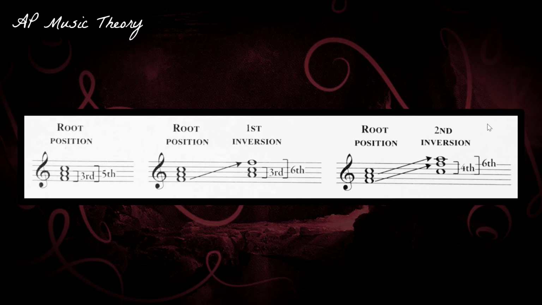We have root position here. The root of the chord is in the bass. First inversion, here, is where the third of the chord is in the bass. And we have second inversion. The fifth of the chord is in the bass. When a chord is in root position, the intervals above the bass, the root, are a third and a fifth. When a chord is in first inversion, the intervals above the bass are a third and a sixth. When a chord is in second inversion, the bass is the fifth of the chord, and the intervals above it are a sixth and a fourth.